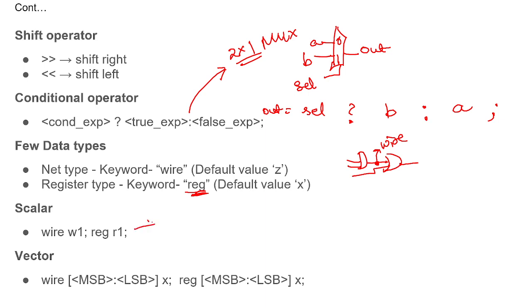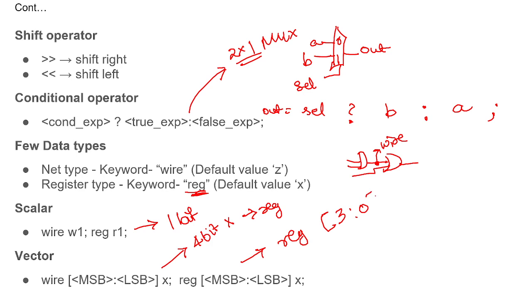If I want to specify a scalar, meaning 1 bit, I will have wire w1, or for register type, reg r1. And a vector I will represent as wire [MSB:LSB] X. So if I want to specify a 4-bit register X, I will specify it as reg [3:0] X.